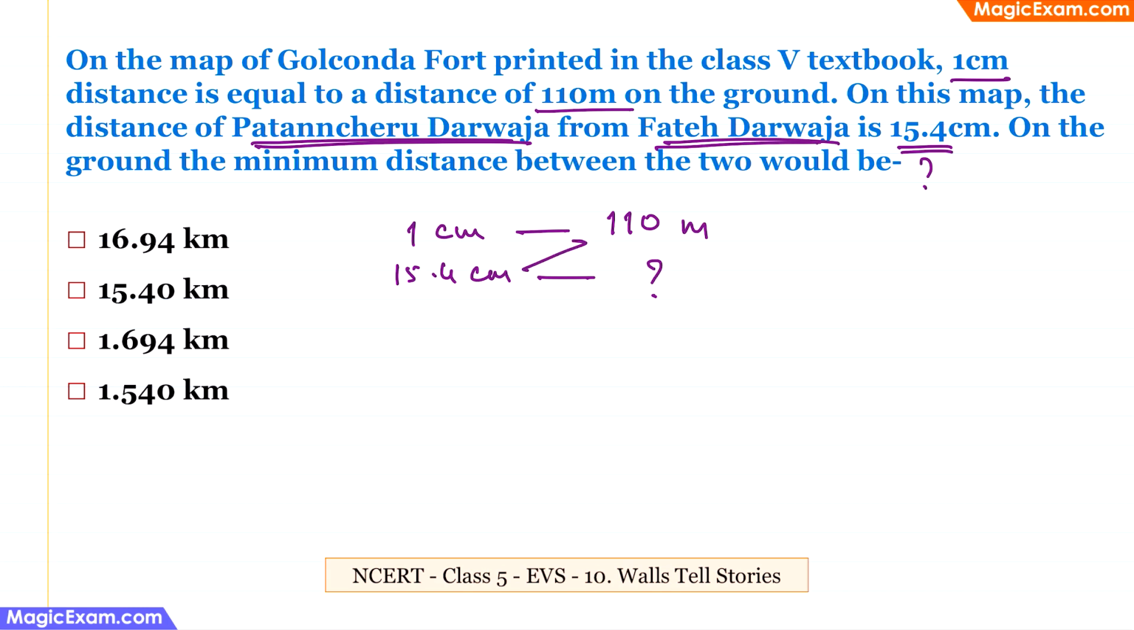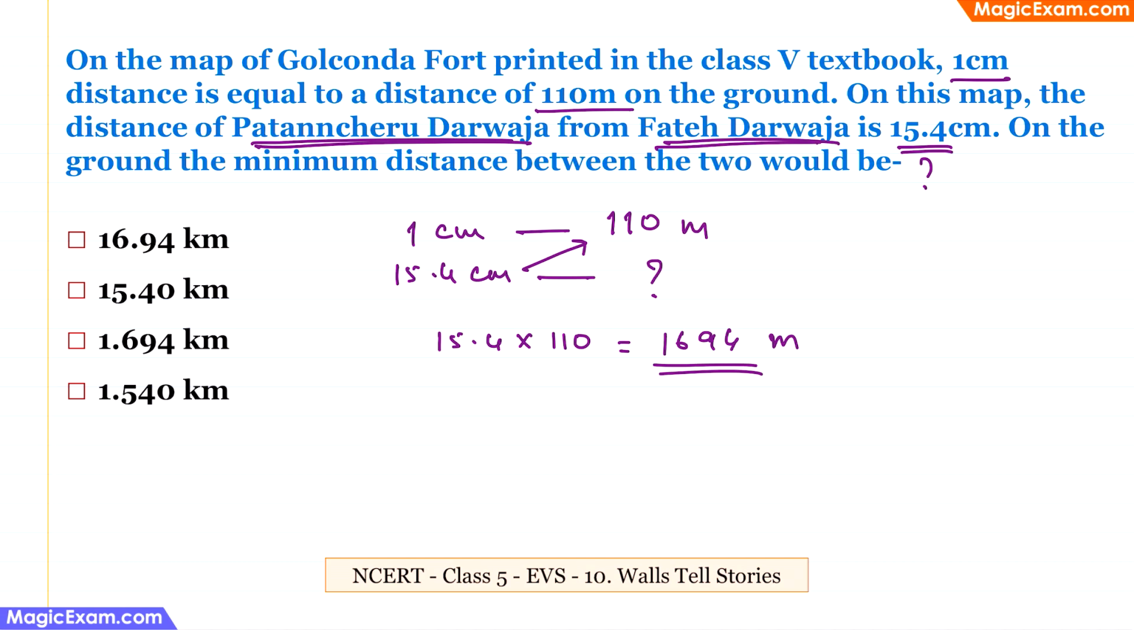So this is a simple cross multiplication. What we will do is we'll multiply 15.4 into 110. Now we get 1694. Right? So 1694 is actually the meters.